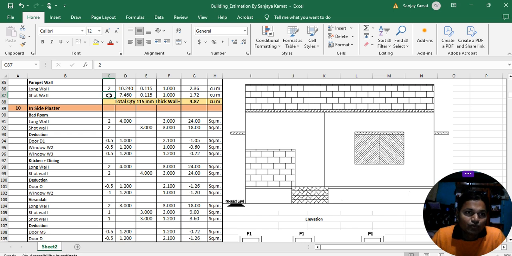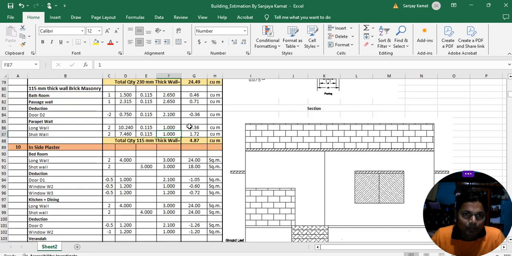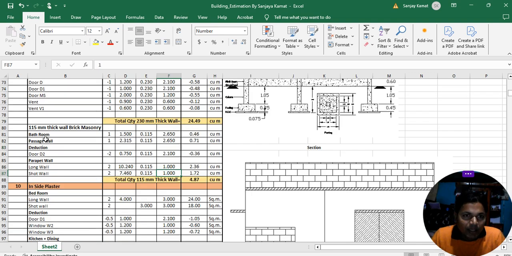Now we are going to work on the short wall, and this time we are going to estimate only 2 short walls, okay? For this short wall we are going to take length 7.460 meter, breadth 0.115 meter, and depth 1 meter only. Once you get these four values, again you multiply them and you will get the volume, quantity 72 cubic meter.